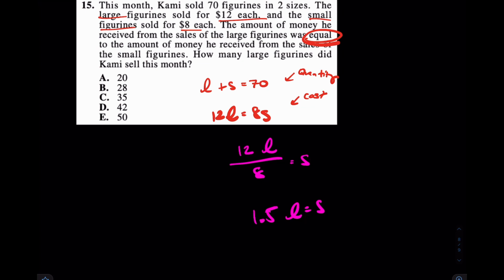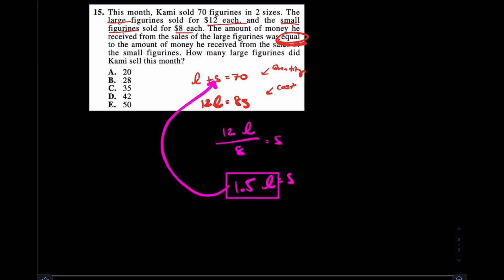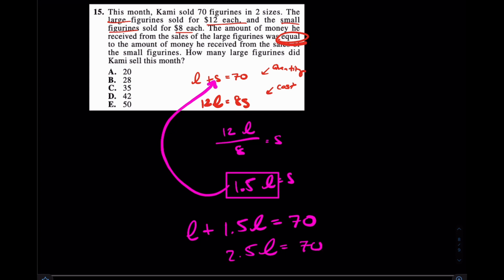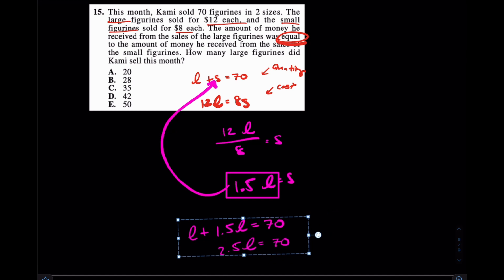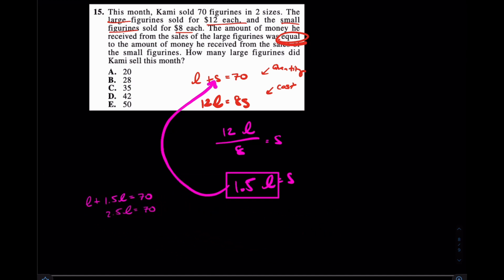Now what? Well, now I'm going to take this and substitute. Remember elimination and substitution? I'm going to substitute this back in for S in the other equation. So I have L plus 1.5L equals 70. Really, 2.5L equals 70. In order to finish off this question, we're going to divide both sides by 2.5. And you should have L equals 28. The answer is B.